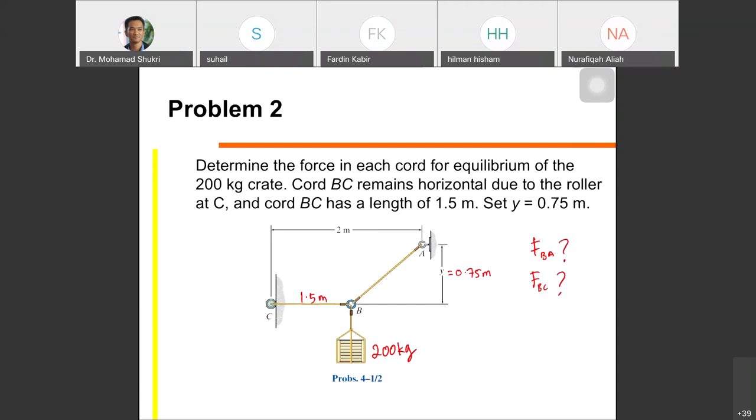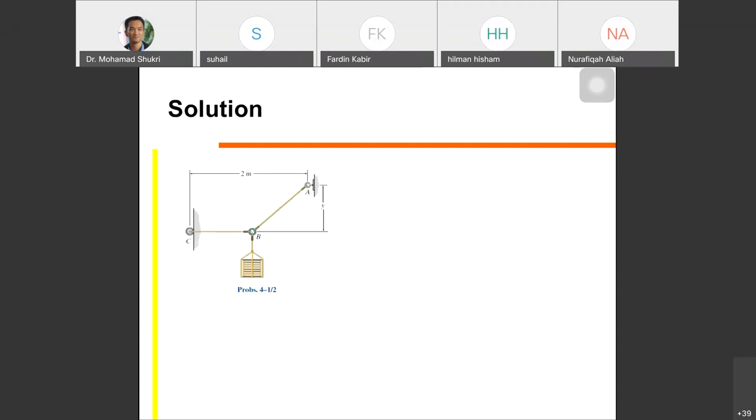All right, the steps are same. First, you need to draw FBD. Right, you need to draw FBD. So step one.